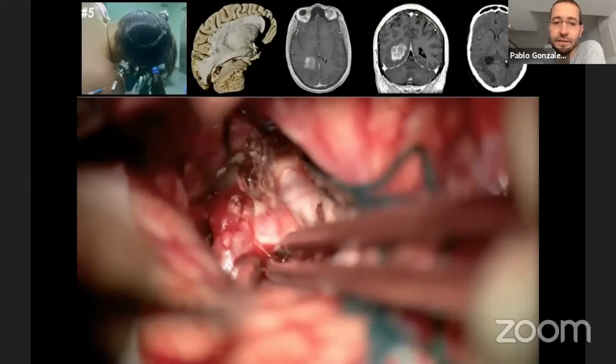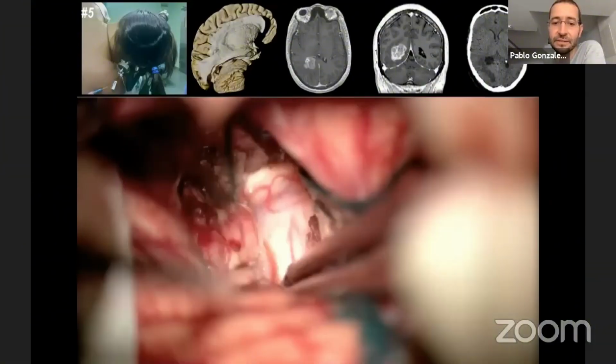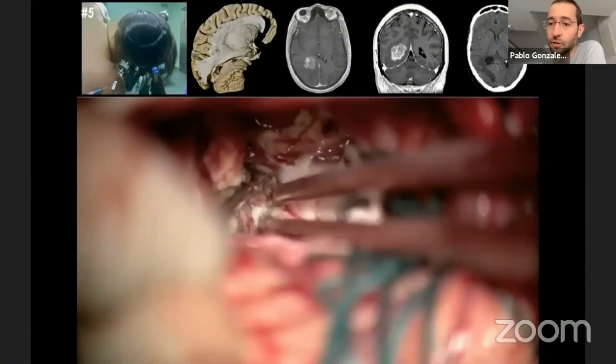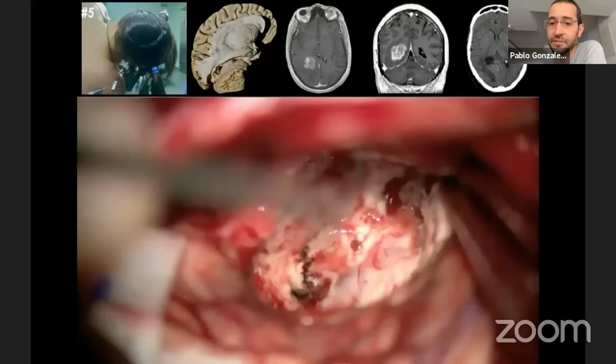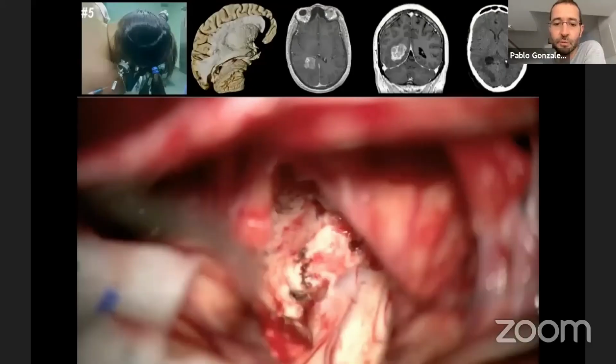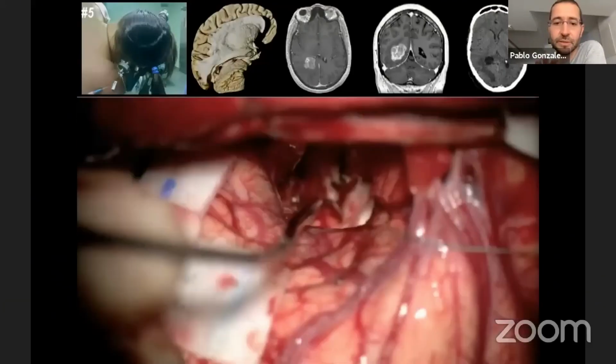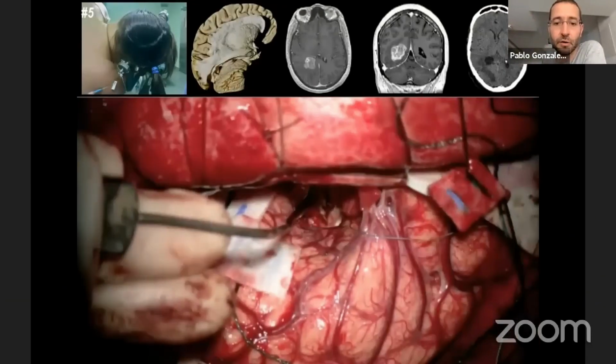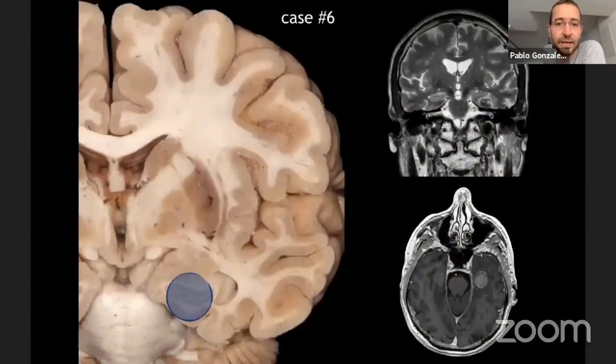So you can see how we have entered the atrium. That's the lateral wall of the atrium. So those are the optic radiations, the fibers we want to avoid damaging. Once we remove the tumor, we have a nice view of the lateral ventricle temporal horn, and you can see how we are covering the visual primary area.